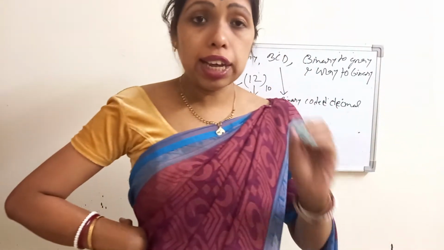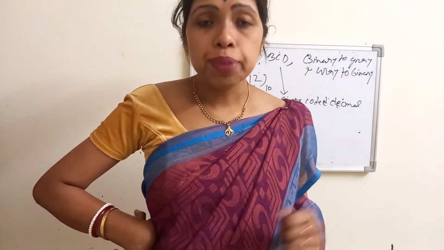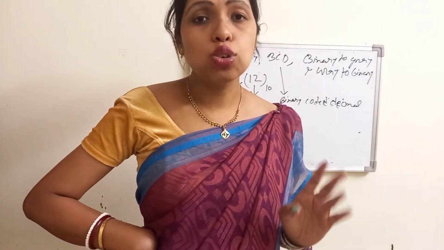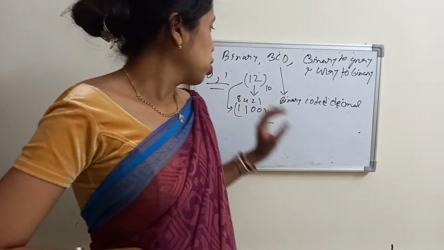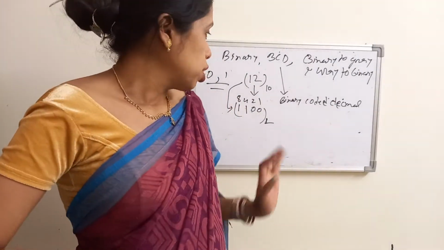But in binary coded decimal, each digit is converted. The number 12 consists of two decimal digits, 1 and 2, and you can individually convert each into coded binary. That's why the name is binary coded decimal. Suppose the number is 125: inside 125 there are three decimal digits, 1, 2 and 5, and each should be coded into binary. Whereas the entire 125 can be converted into binary by following the usual process.